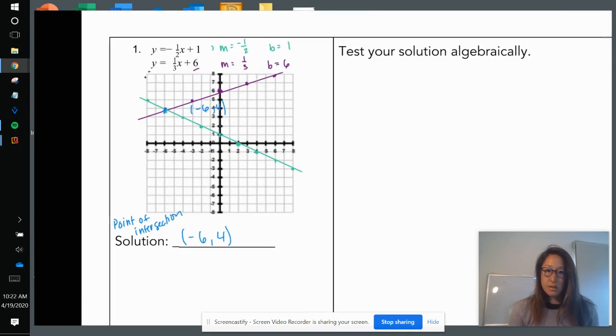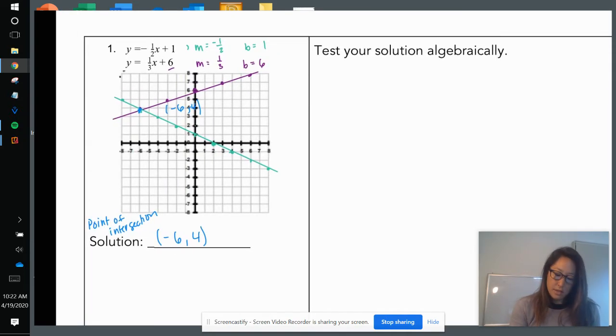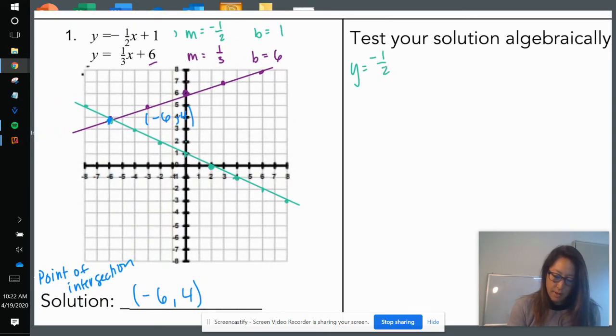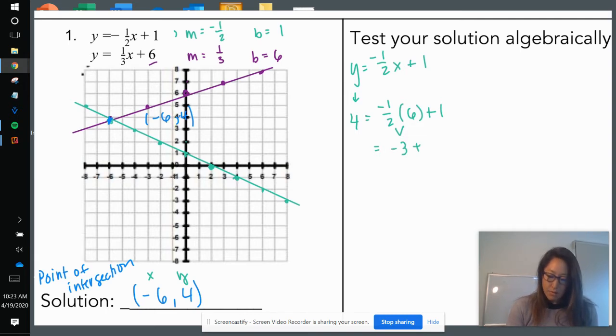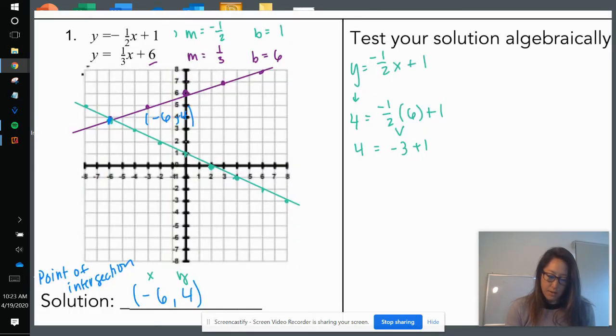Part 2 is identifying the solution, and now we're going to test our solution algebraically. So I'm going to take the green equation, y is equal to -1/2 x plus 1, and I'm going to substitute -6 for x and 4 for y. So the y becomes 4, and then -1/2 times -6 plus 1. I need to multiply first, so half of 6 is 3. A negative times a negative is a positive. So 3 plus 1 is 4. So 4 equals 4, so that verifies.